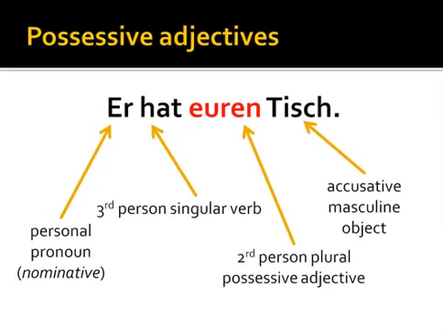Now, euer is a second person plural possessive adjective, so y'all's. We had the same sentence, he has, and then we have the table. So he has the table, table receives the action, therefore it's going to be accusative. We have the en ending on the stem of the possessive adjective, euer. However, you'll notice that something's a little different with euer. When we tack endings on to euer, we're going to have to change the stem a little bit. Let's take a closer look at that.